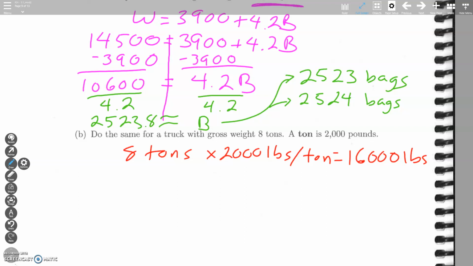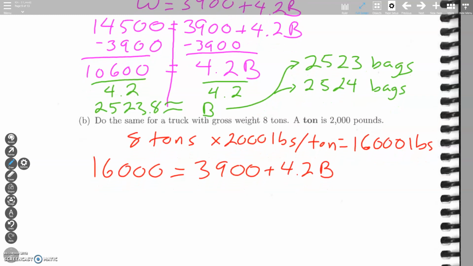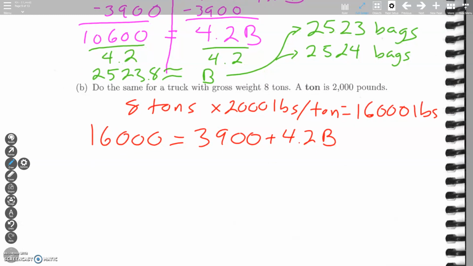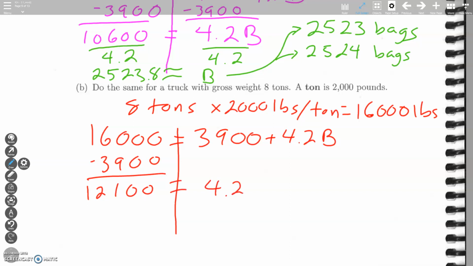And then our steps are just like they were in part A. We take our total weight, 16,000 pounds. We set that equal to starting weight plus the weight of the bags. And now we're going to do the exact same steps to find out how many bags we've got. I'm going to split the left and right sides again. We're going to take off the empty weight of the truck, and that gives us 12,100 pounds, and that's going to be equal to 4.2 times the number of bags.